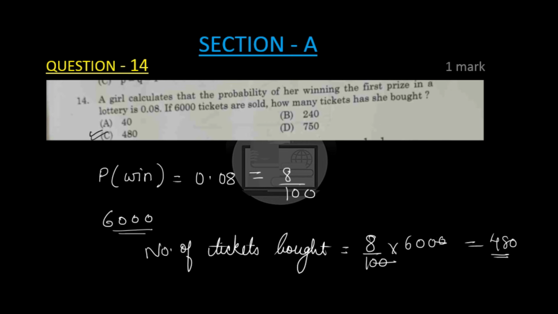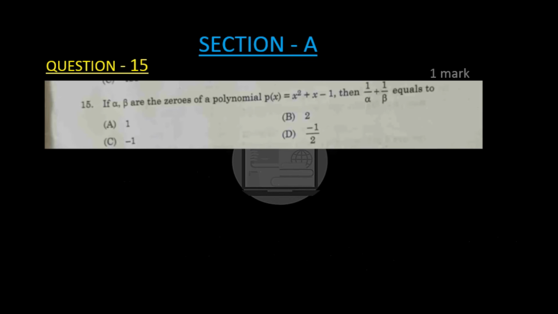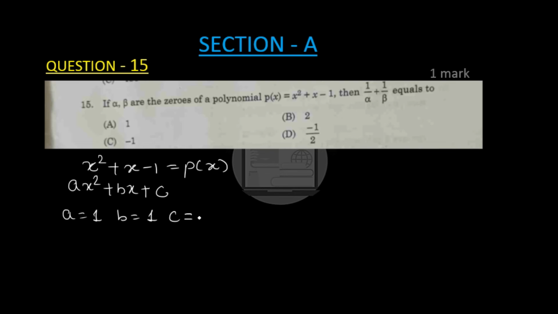And now the last question of this video, which is question number 15. This is also a very common question. While practicing for the exam, you must have surely come across this question. If alpha and beta are the zeros of the polynomial x square plus x minus 1, then 1 by alpha plus 1 by beta is equal to what? Okay, now let us write down the polynomial. The polynomial here, if we compare it with ax square plus bx plus c, what do I get? a is 1, b is 1 and c is negative 1.